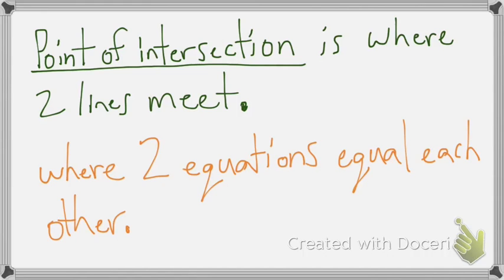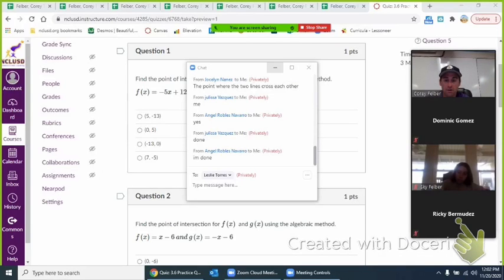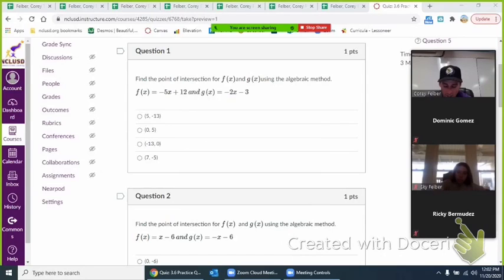If we have lines to look at, we can use this first definition. That would make more sense: the point of intersection where the lines meet. But say we don't have lines and we have equations, it's just going to be where the two equations are equal to each other. So when we have two equations, all we have to do to figure this out is put the two equations equal to each other.